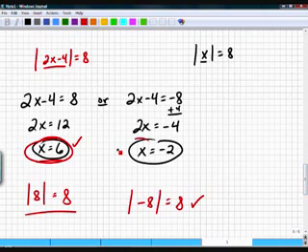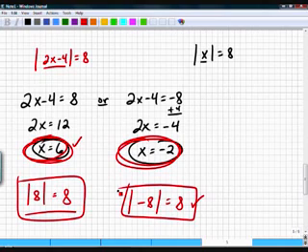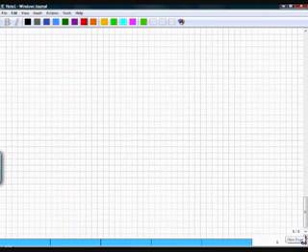Here's the answers. These are the answers. 6 and negative 2 are your answers. This is where we checked our answers to make sure they're right, and they are right. So your answer there would be x equals 6, x equals negative 2. Two different answers.